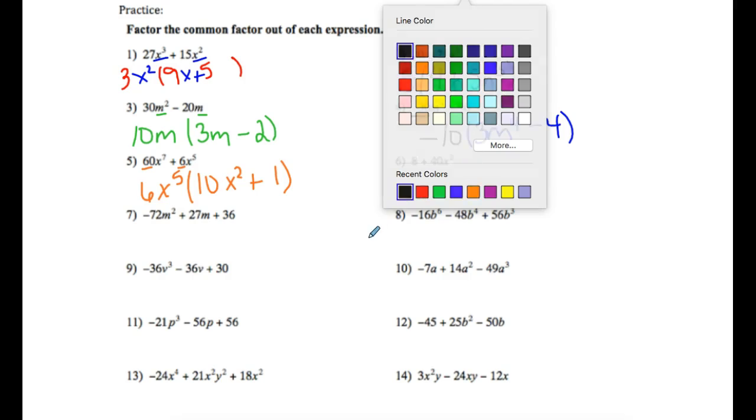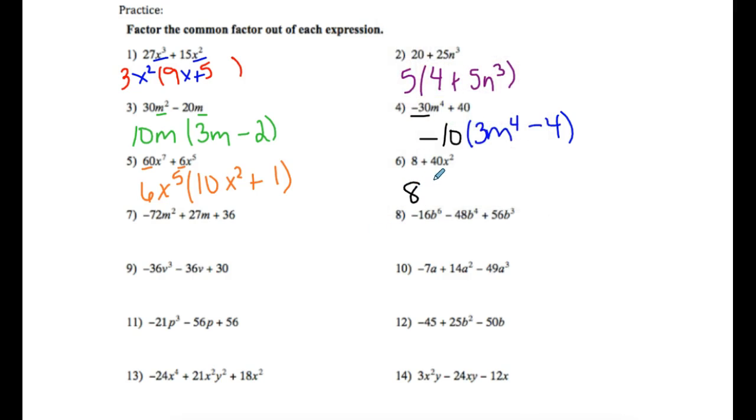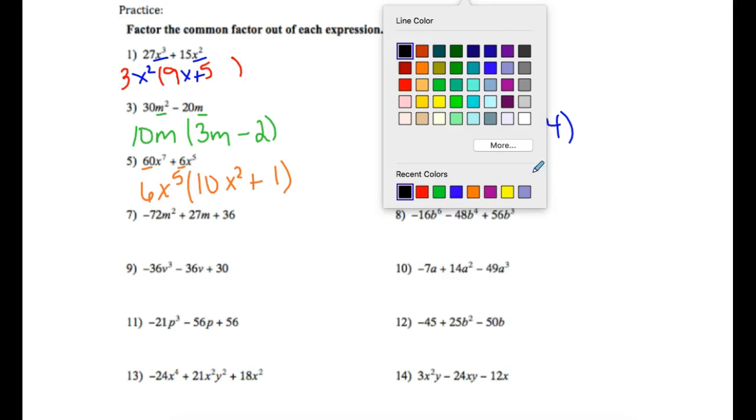So if we look at example 6, I could take an 8 out of both 8 and 40. 8 divided by 8 is 1. 40 divided by 8 is 5. So as we get into examples 7 through 14, the same idea applies.